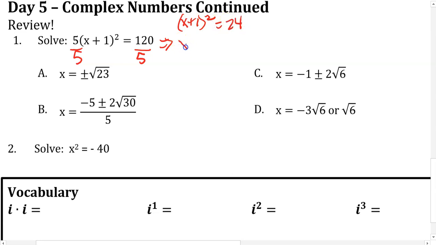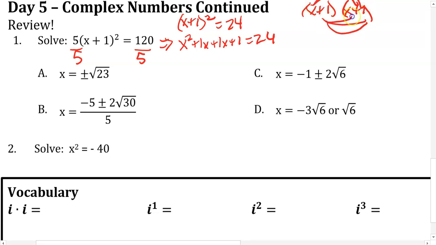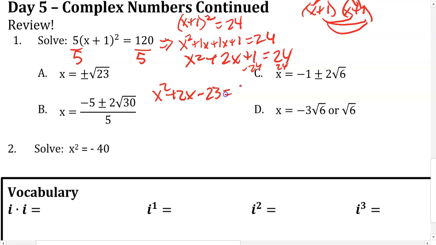x plus 1 squared is x plus 1 times x plus 1, which equals 24, and we do our FOIL method. So, x squared plus 2x plus 1 equals 24, and then I will subtract 24 from each side. And I get x squared plus 2x minus 23 equals 0.